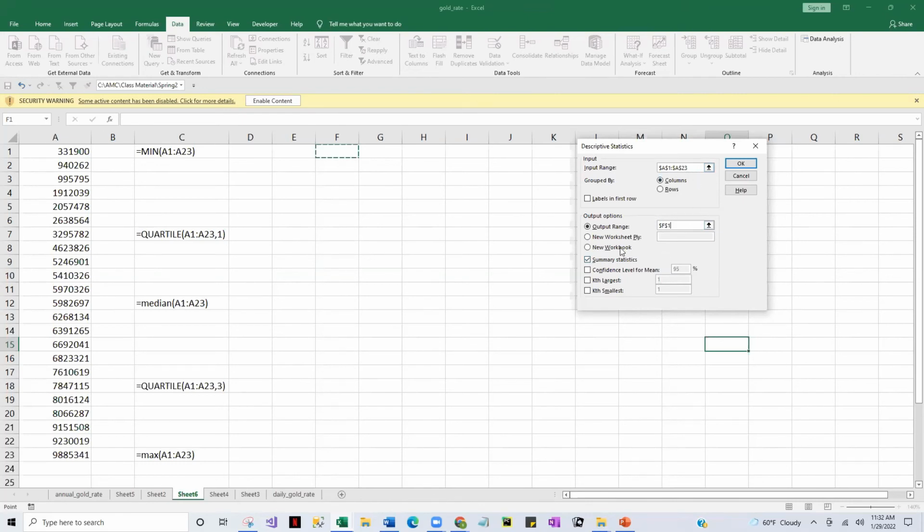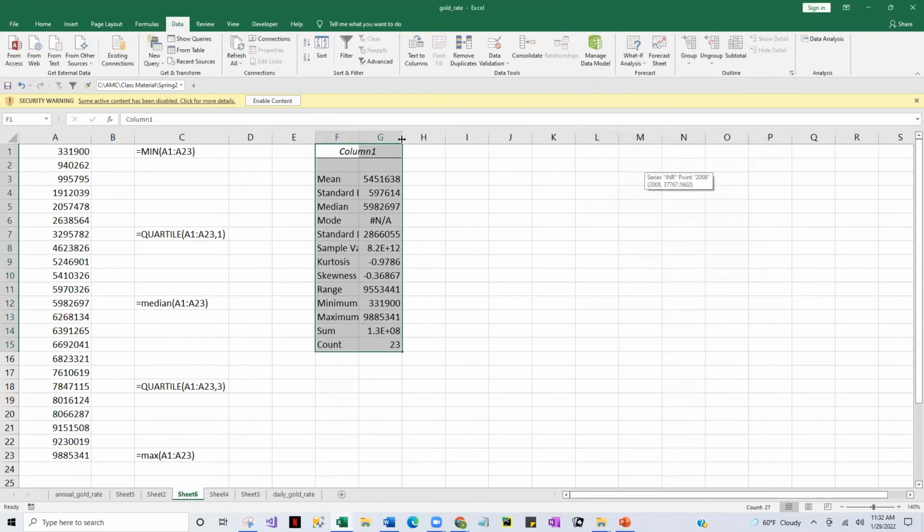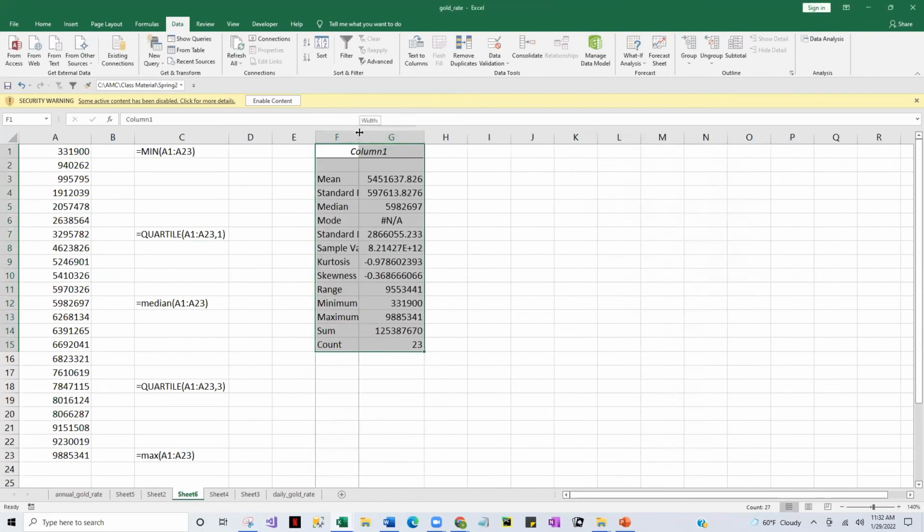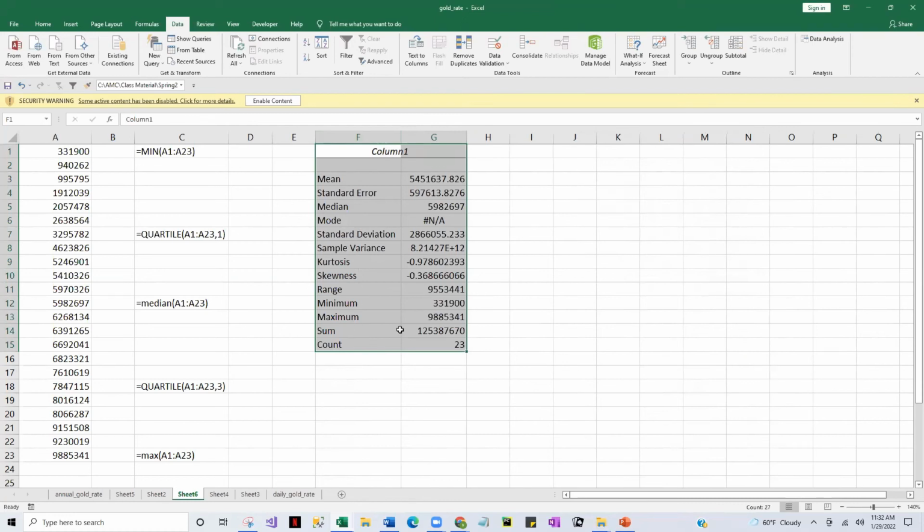And always, when you're working on summary statistics for descriptive statistics, click the summary statistics. When you click OK, it is going to give you all the summary: the mean, median, standard deviation, maximum, and minimum. So when we do our data, do you want it to look like this? Yeah, you can just do this. So it is giving you standard deviation, minimum, max, and the range.